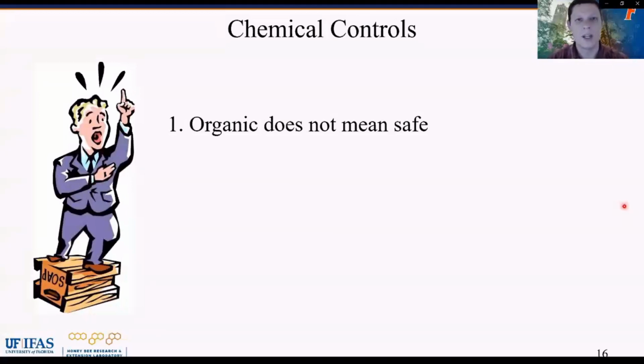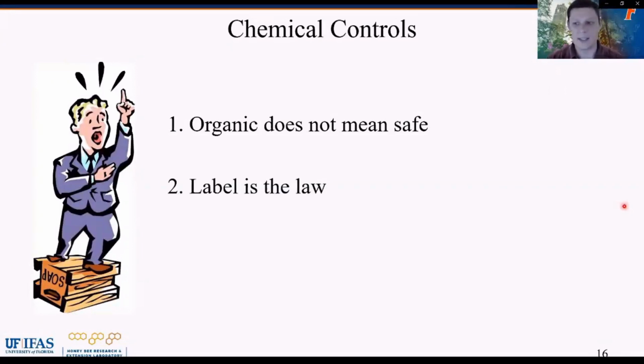We see this all over the place, not just in terms of chemical control, and there are so many applications of this out there that are not necessarily true. Arsenic, for instance, is organic, right? That's a natural compound, but guess what? It is very deadly and it will kill you. So just keep that in mind.